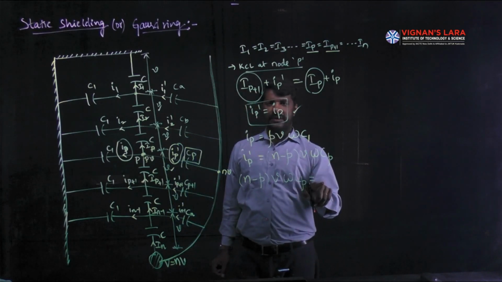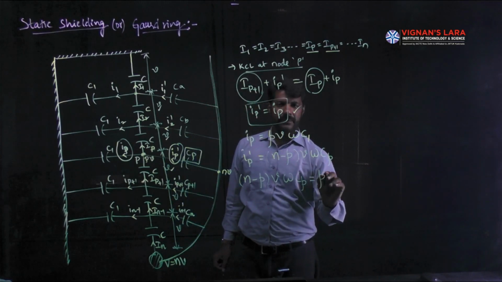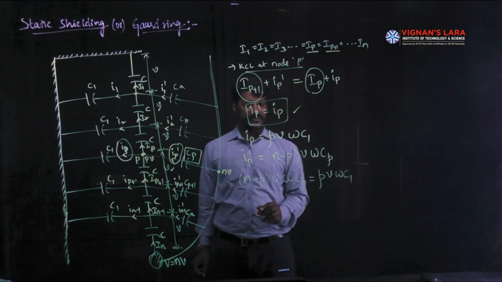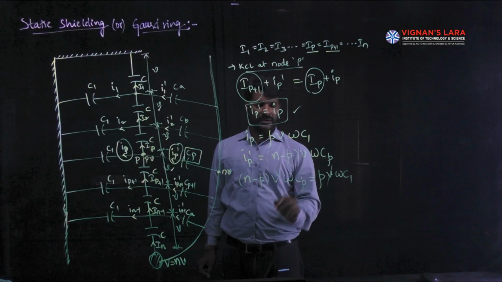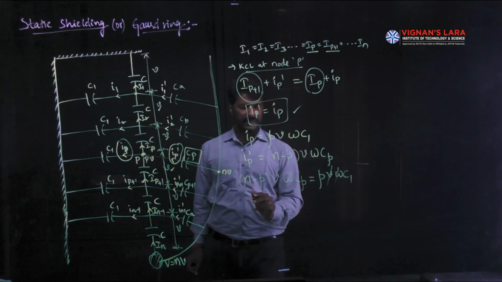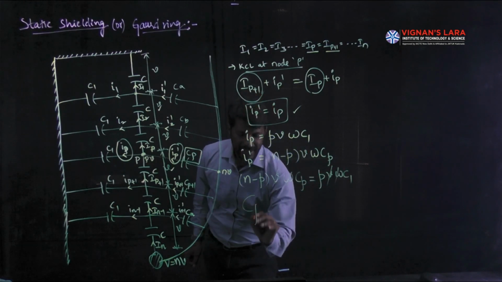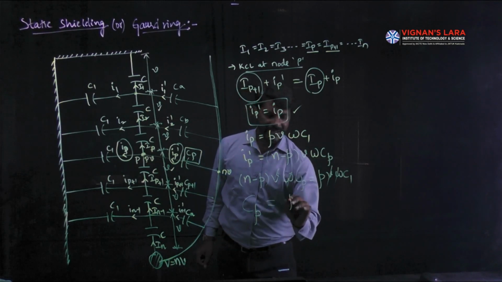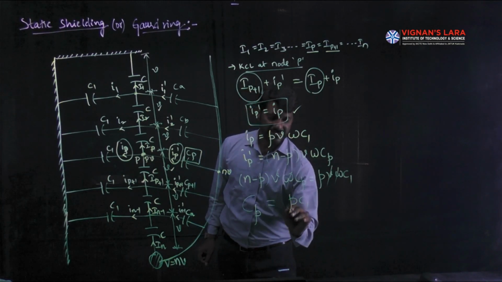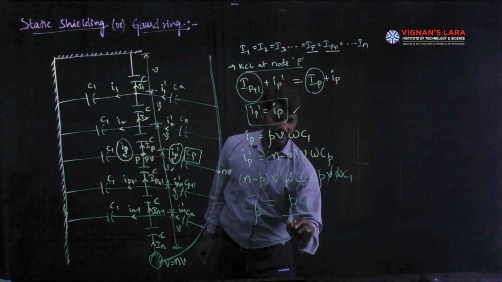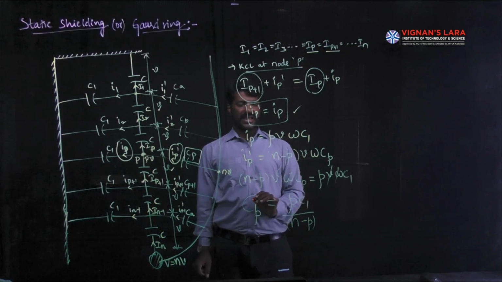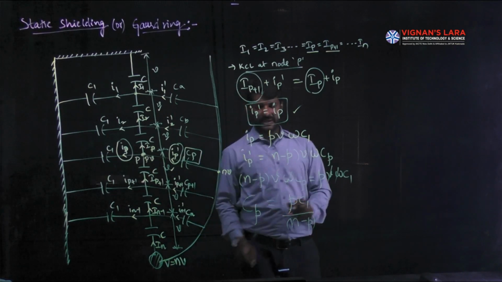IP dash is equal to IP. What is IP? PV omega C1. Cancel the terms. V and V get cancelled, omega gets cancelled. Therefore, the shield capacitance Cp is equal to P times the shunt capacitance C1 divided by N minus P, because we are getting Cp.